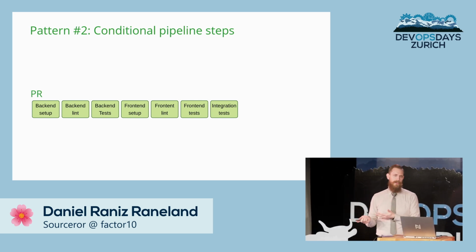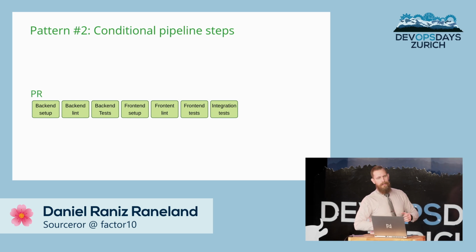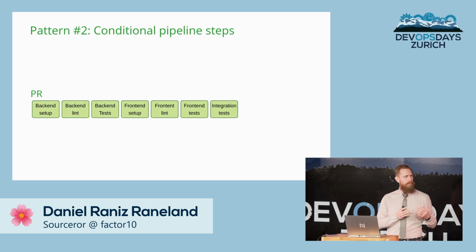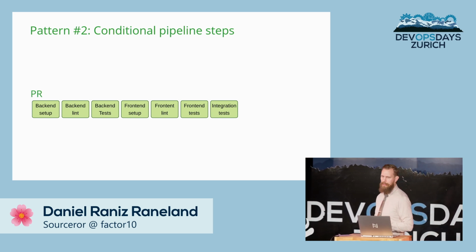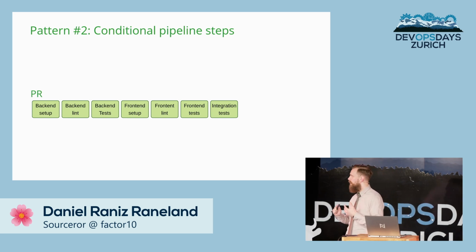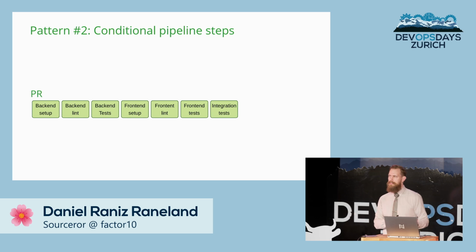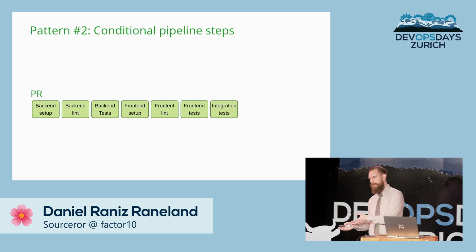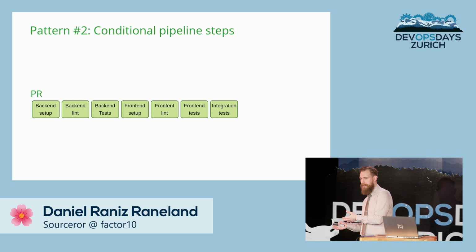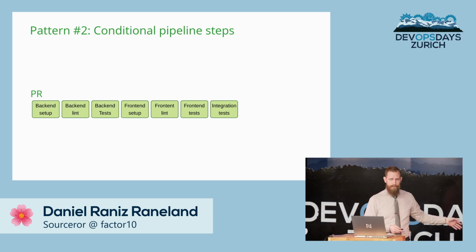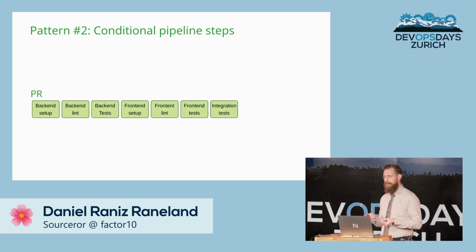So here we have the PR pipeline again. Depending on what has changed, we may not need to run all these steps. If, for example, we only change something in the front end, we don't really need to run the backend tests and the backend lint. And if we only change something in the backend, we don't really need to run the front-end tests and the front-end lint. We still need to run the integration tests, because those are affected by both the backend and the front end.